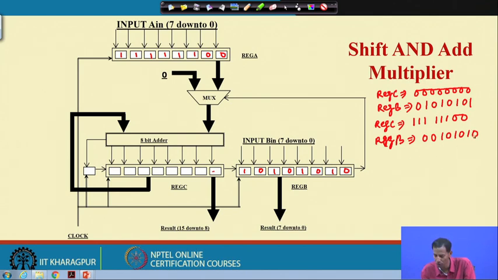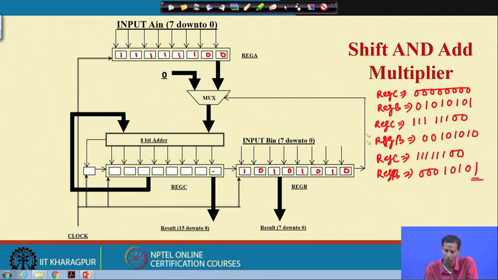Then again it is 0, means it will choose 0. So at that time 0 is added with this, which means register C will not change its value, correct. So it will remain the same. Then again this 0 will come over here, so the value of register B will be 0 0 0 1 0 1 0 1. Then again this 1 will come out and again it will choose A in this particular case.